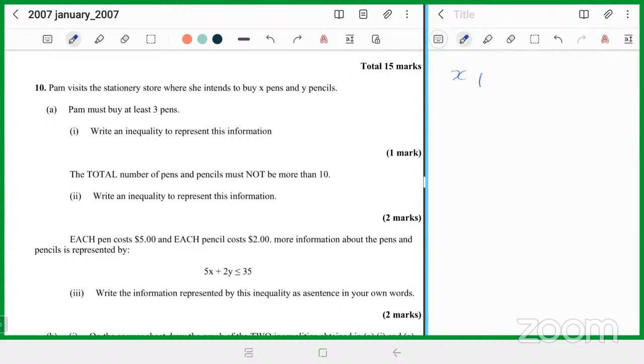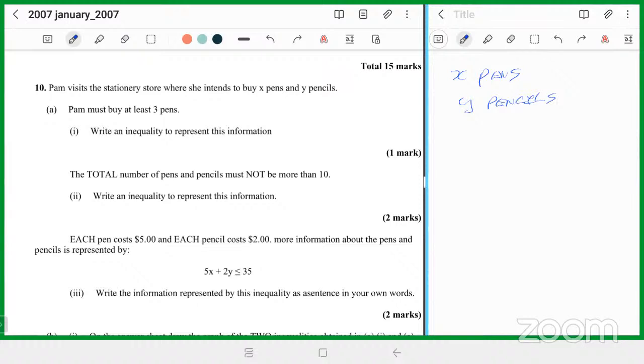X is the number of pens. Y is the number of pencils. Remember, you don't know X and you don't know Y. You don't know how many she's going to buy. So X is the number of pens, Y is the number of pencils. I'm going to give you some conditions on which you buy the pens.